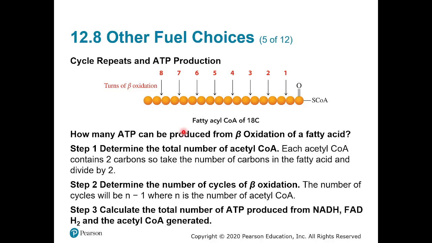And so what you're going to see is you always take your number of carbons, you divide it by 2, and that's your number of acyl-CoAs. And then you would go -1, and that's the number of beta oxidations you would do. Now, the total number of ATP produced from the NADH, FADH2, and the acetyl-CoA generated is going to be based on that NADH, FADH2, and then our citric acid cycle.